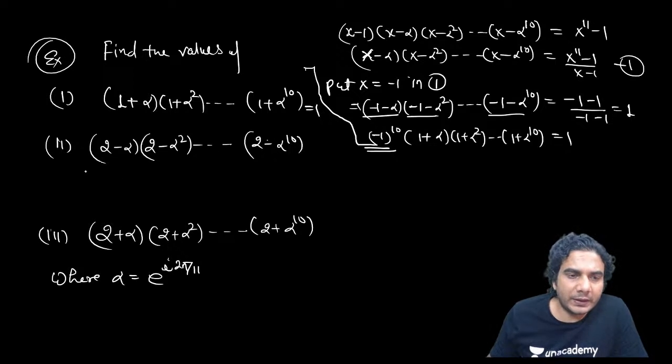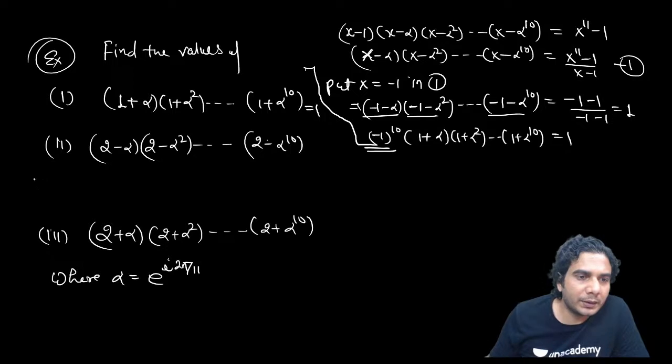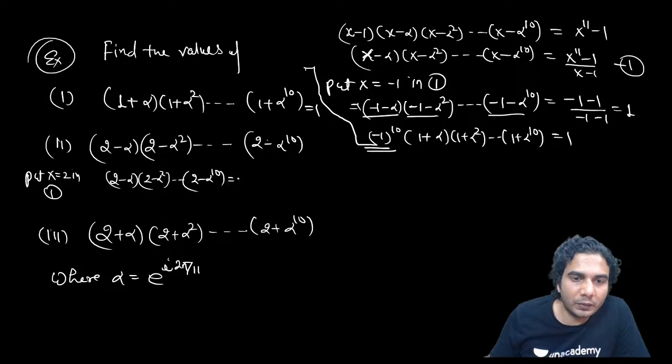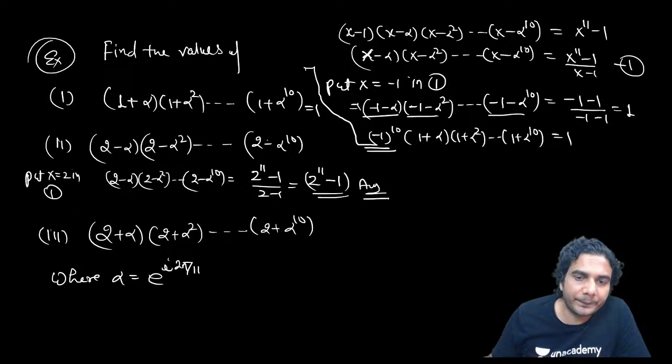So use the same factorization again. This one, equation 1. So put x is equal to 2 in 1. Alright, so you'll get (2 minus alpha)(2 minus alpha square) and so on up to (2 minus alpha raised to 10) is equal to, what will be this? 2 raised to 11 minus 1 upon 2 minus 1. This is pretty straightforward. So the answer is 2 raised to 11 minus 1. Alright, that's it. This is the answer.